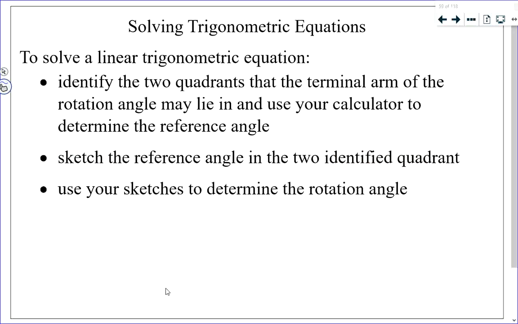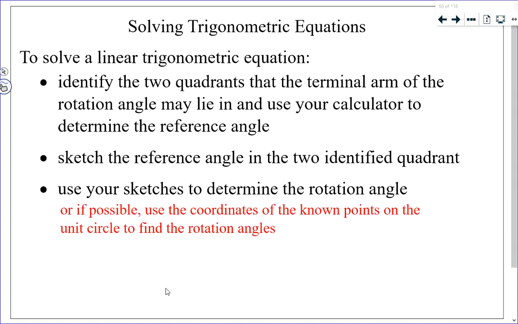However, and this doesn't always work, if possible, use the coordinates that you are familiar with on the unit circle. Well, that's not helpful in solving the equation tan of theta equals negative 1.6. But it would be helpful if you had cos of theta equals negative root 3 over 2. Because then you can just look at your unit circle and know the two locations in terms of rotation angles that give that cosine.